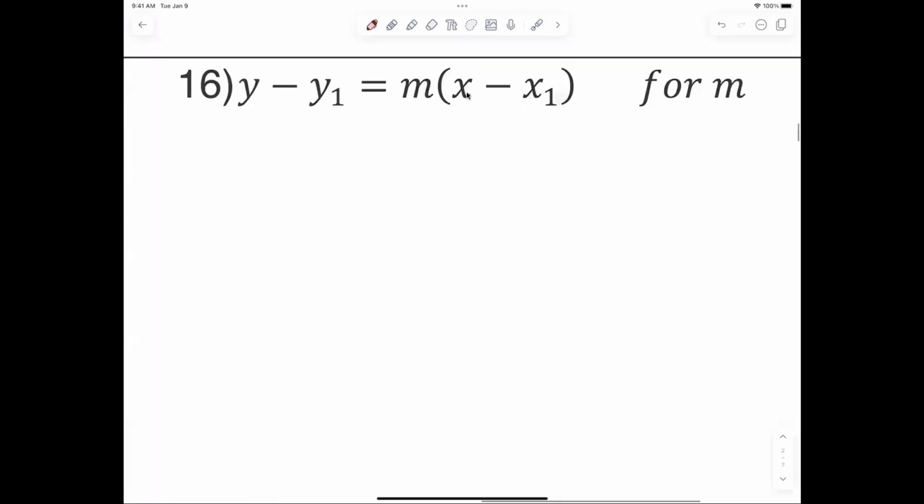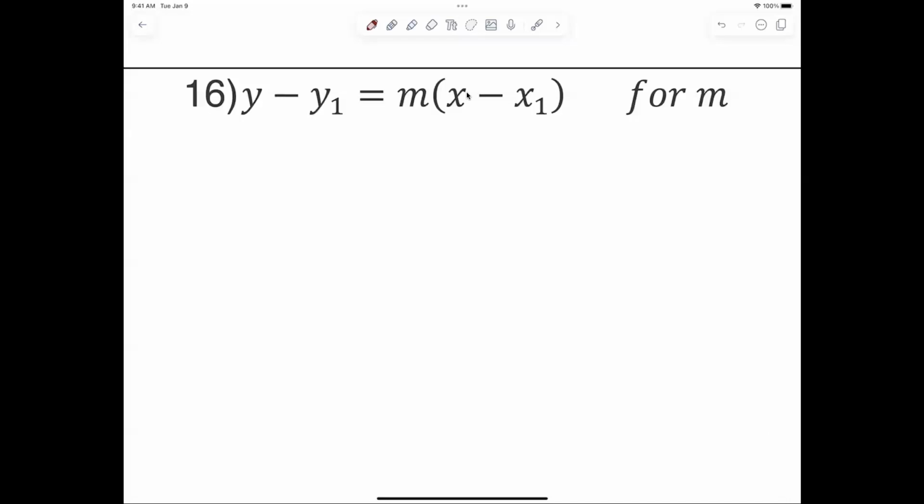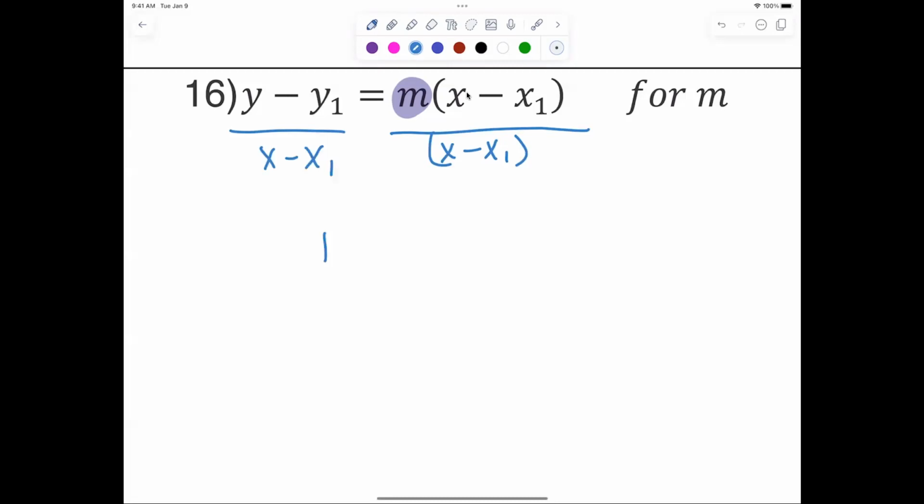All right, this is called the point slope equation of a line. We're solving for M. Any volunteers on this one? Molly? I'm solving for M. What holds the M and the X minus X1 together? What operation? Multiplication. So how do I get rid of that multiplication? You're dividing by X minus X1. M equals y minus y1 over x minus x1.